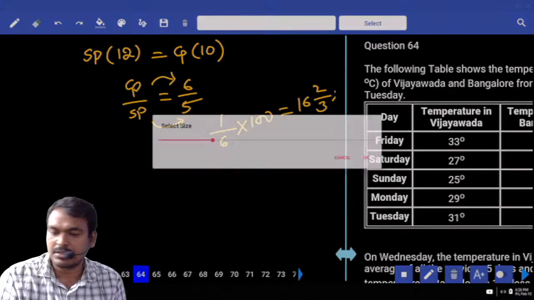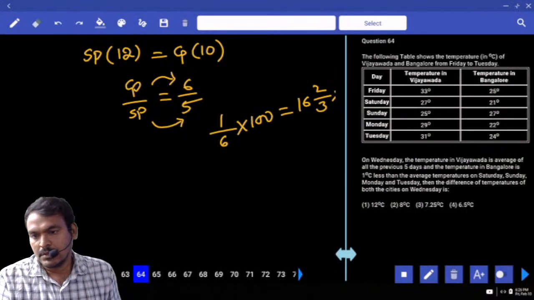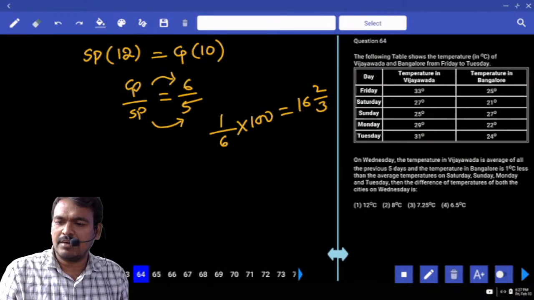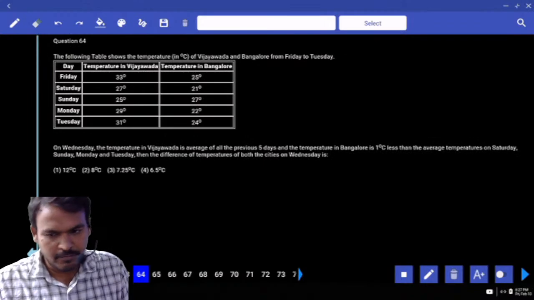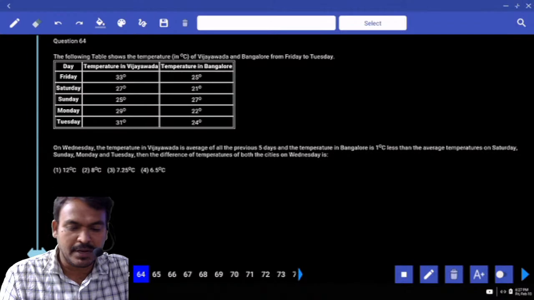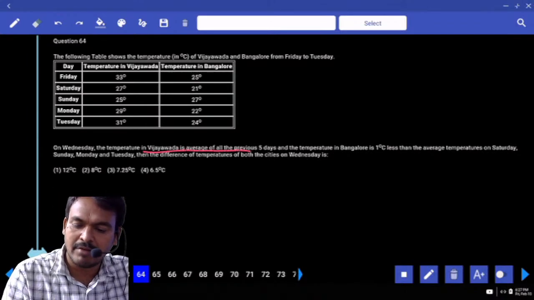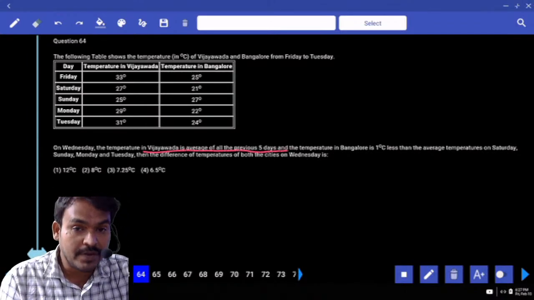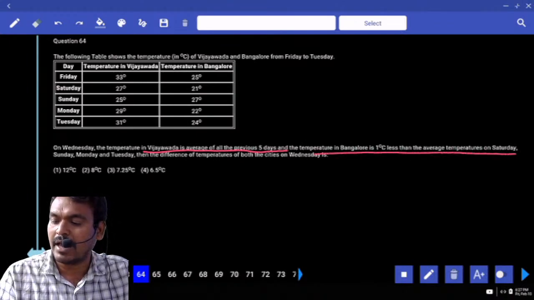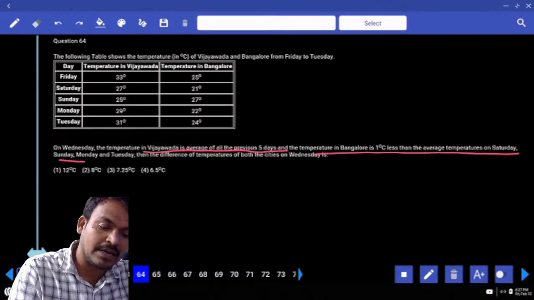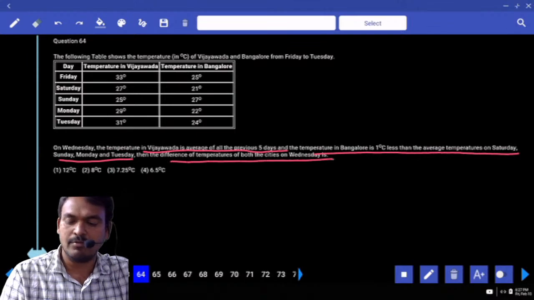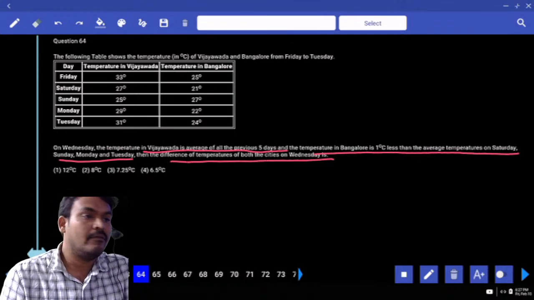Next question number 64. The following table shows the temperature in degrees of Vijayawada and Bangalore from Friday to Tuesday. What is the question here? On Wednesday, the temperature in Vijayawada is the average of all the previous 5 days, and the temperature in Bangalore is 1 degree less than the average temperature on Saturday, Sunday, Monday and Tuesday. What is the difference between the temperatures of both the cities on Wednesday?